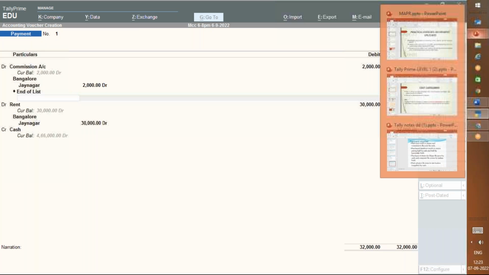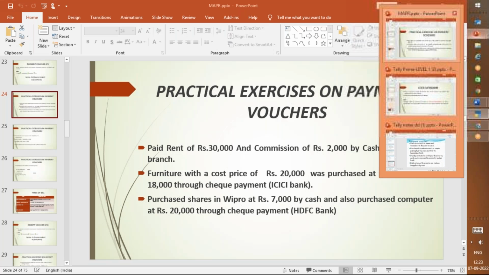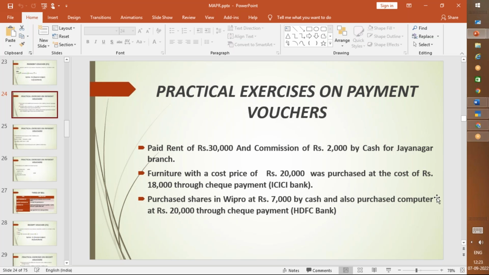After that, next question. Furniture with cost 20,000 was purchased at the cost of rupees 18,000 through check. So here we have to give it as discount price, but for now we will take only 18,000. Don't take this into consideration. This particular problem we will also do in future when I go to the discount part. Okay, you just take furniture account 18,000, ICICI Bank 18,000.